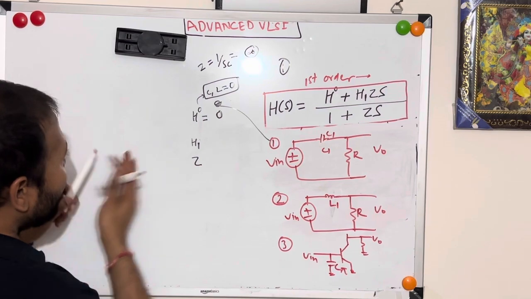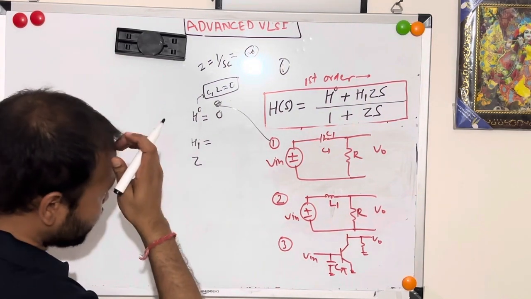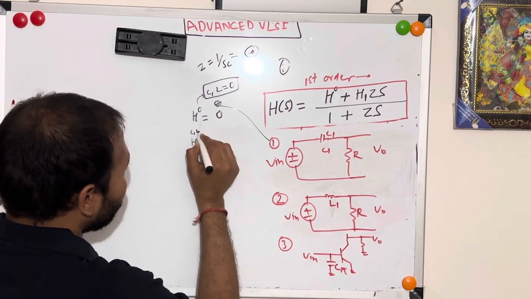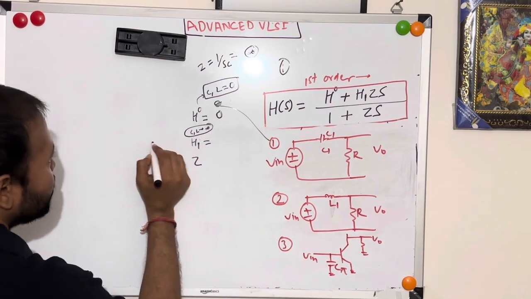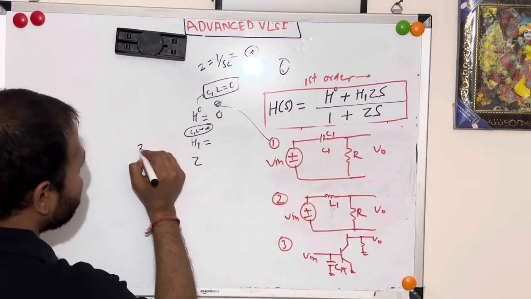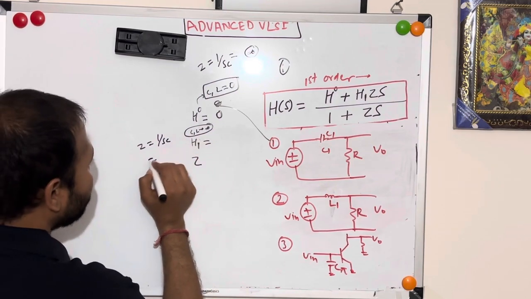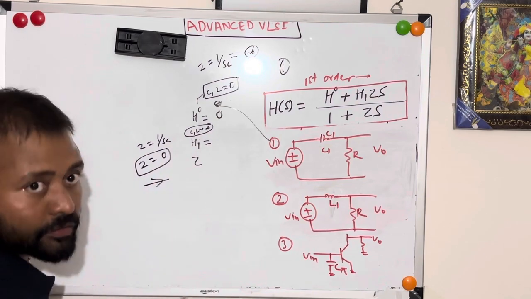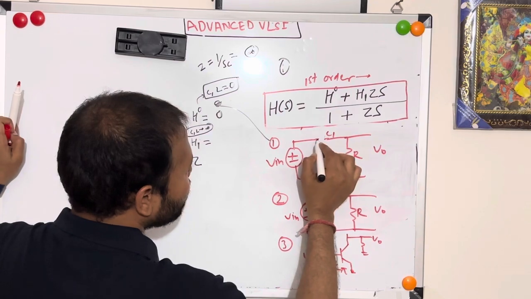Now, what is the value of H1? Anyone tell, please? H1 means C or L tends to infinity. Then here is a capacitor. Capacitor means Z is equal to 1 by SC. And if I put C is equal to infinity, then Z is equal to 0. Zero means short circuit. If there is a path, then put the path as short circuit.